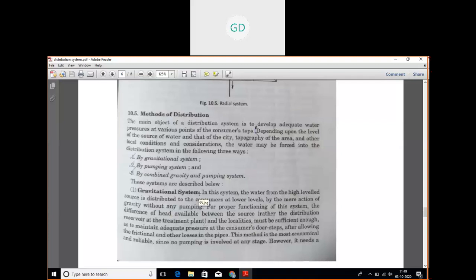Number one, the gravitational system. Obviously, here the water is distributed from a high level source and the consumers are at a low level. So if the distribution system is at a high level and the consumers are at a low level, that means the water can be distributed by the action of gravity, and there are no pumps required for this purpose. So this method is known as your gravitational system.